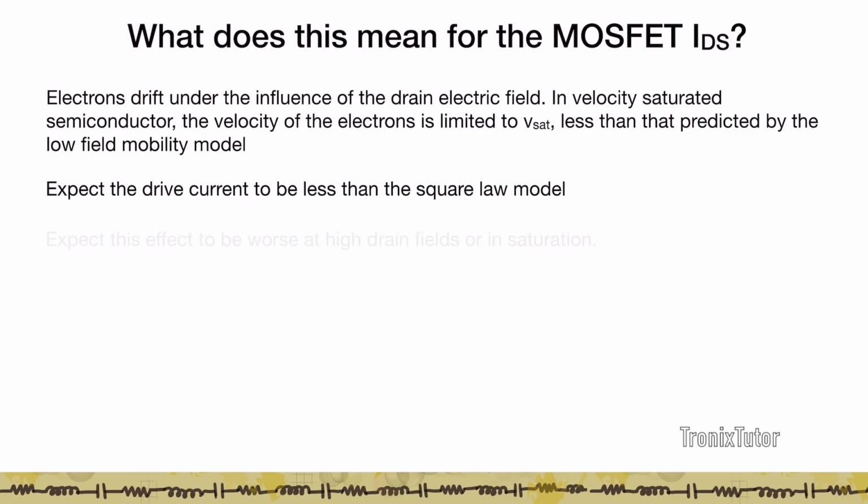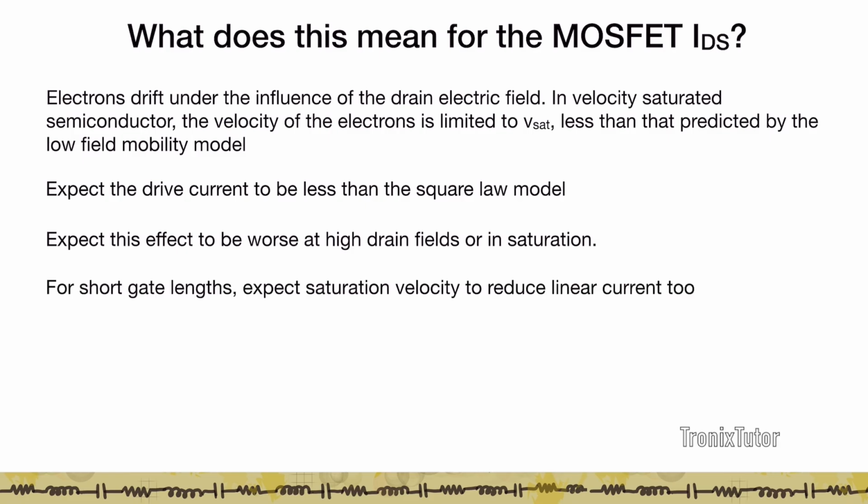law model. We expect that this difference gets worse at very high drain fields or when the transistor is in saturation. And we expect that when the gate length is very short, that is, suppose there is high field even in the linear region, then we expect saturation velocity to reduce the current in the linear region too.